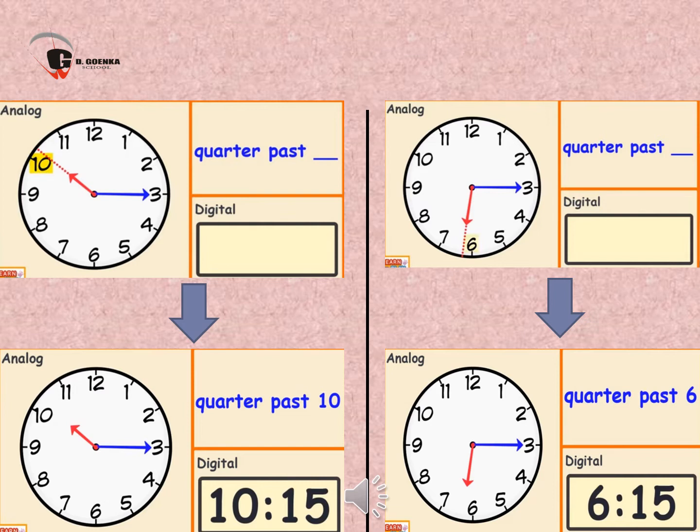Now let's move on to our fourth example, where the minute hand is at 3 and our hour hand just passed number 6. So the time is, yes, 6:15, because our hour hand just passed number 6 and our minute hand is at number 3. Or in other words, the time is 6:15.